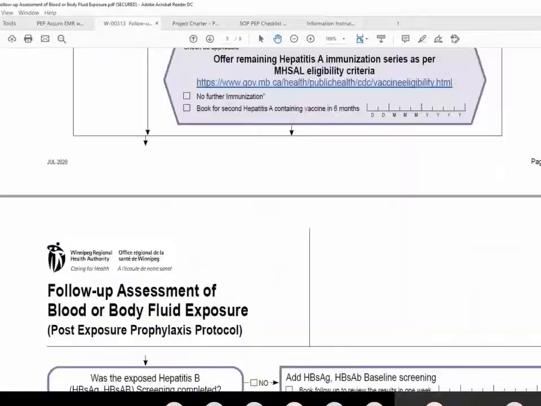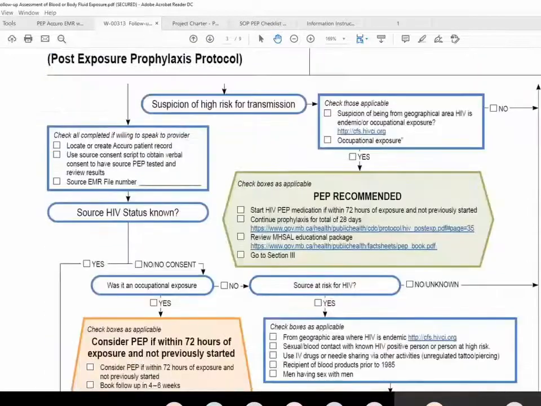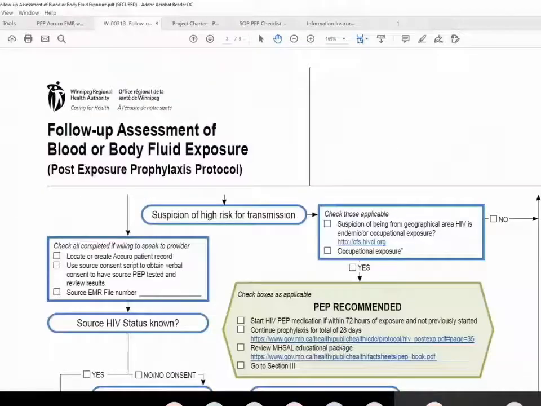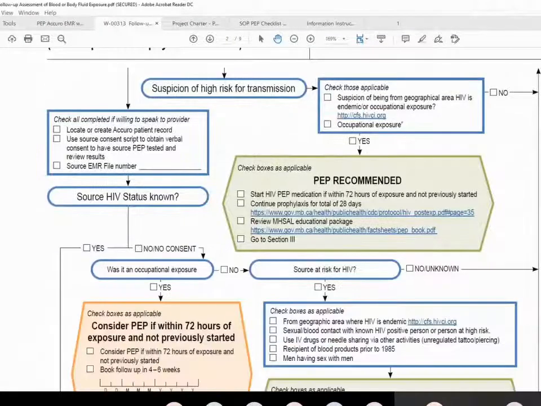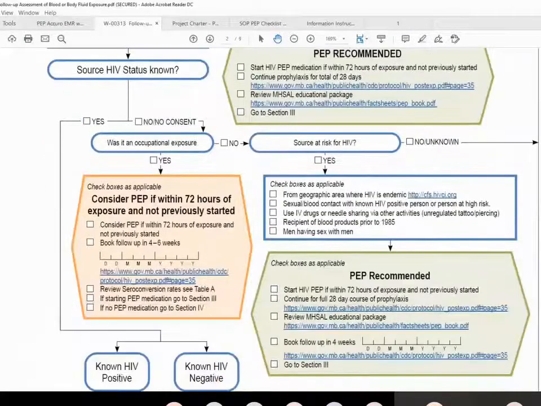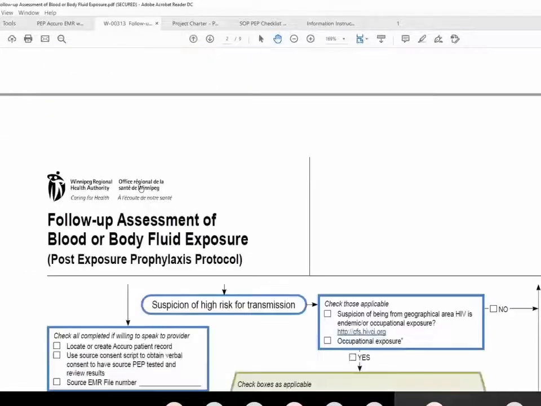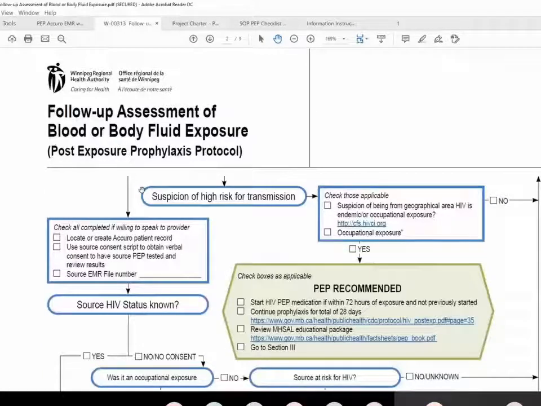I am going to go up. There's a couple of pieces within this form that can at first appear a little complicated and will lead us into our next appendices. So, is the source known? Yes, we know who the source of this exposure was. Then we need to somehow connect that patient with that source.